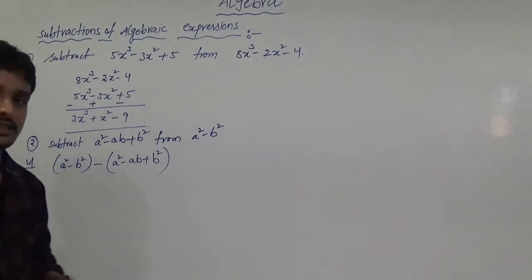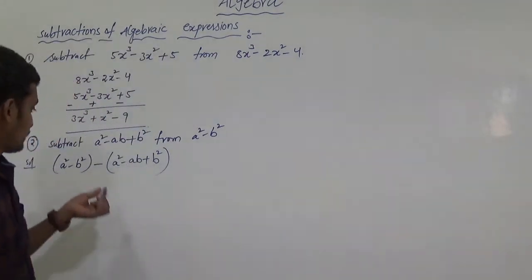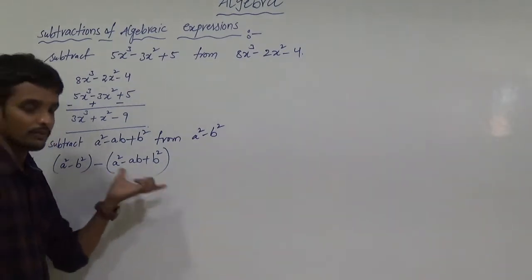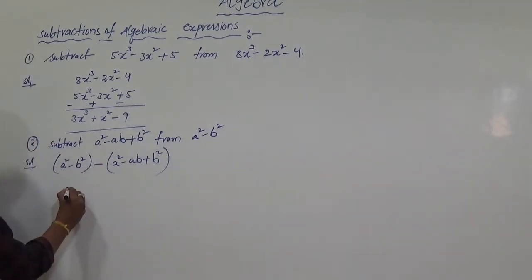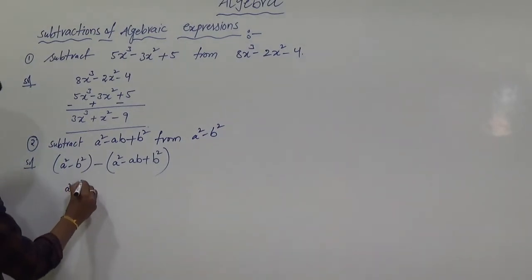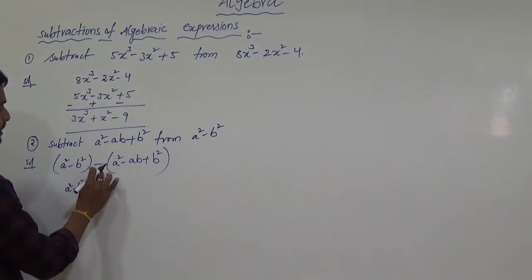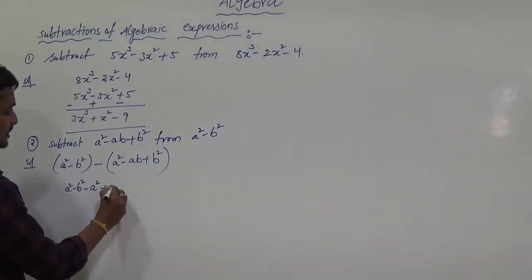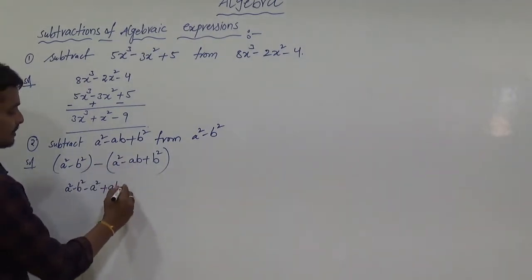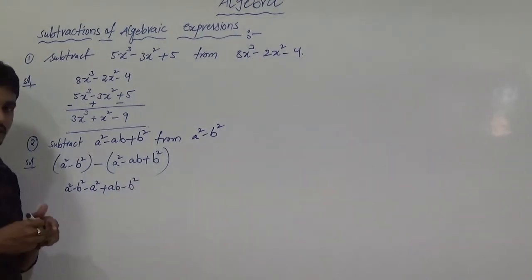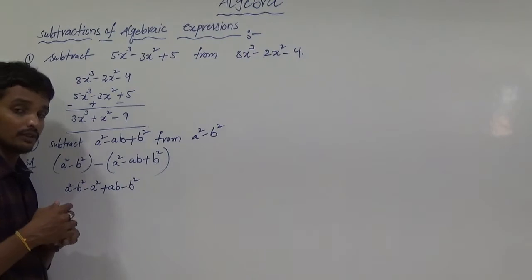When we are doing the subtraction, we have to multiply every term with minus. That means this is a square minus ab plus b square. Now multiply. Plus into minus is minus, so minus a square. Minus into minus is plus, this is ab. Plus into minus is minus, this is minus b square. Have you observed this, students? I think you have understood. I think you have learned very well in the 7th class.